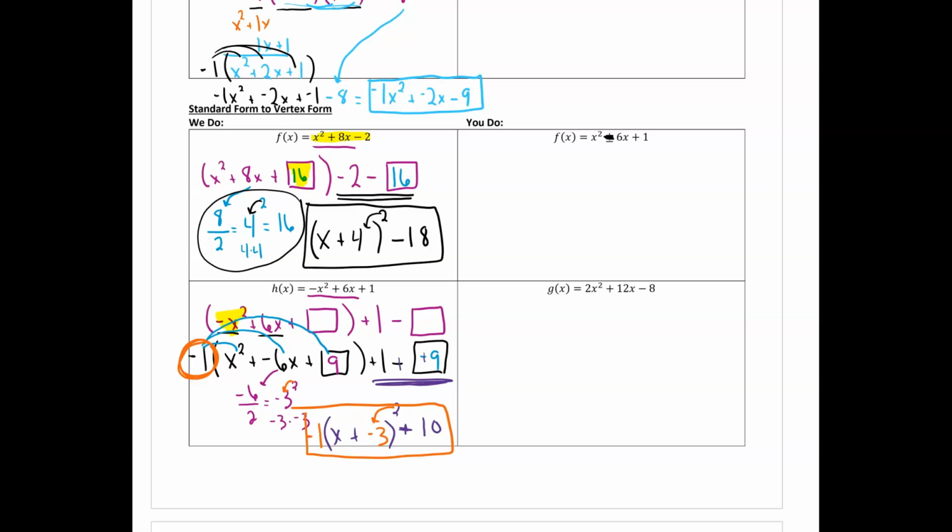So when you do the one on the right, it's definitely going to be a bit more of a challenge. All right? Okay, so that is standard form to vertex form. This whole process is completing the square.